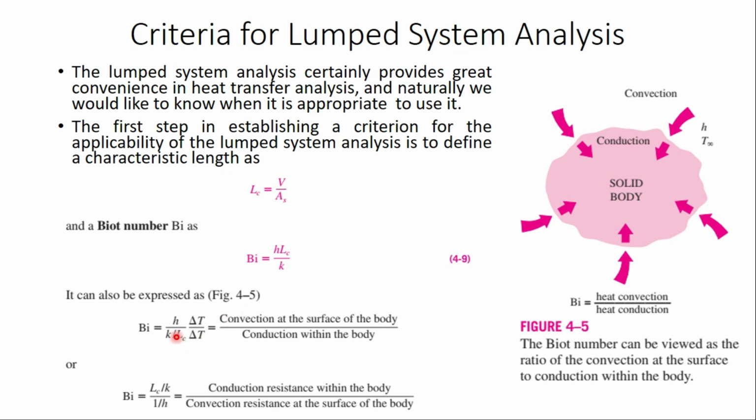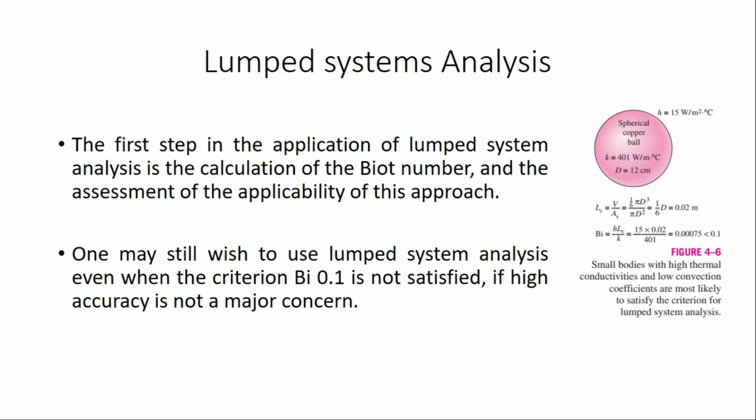So this is the overall formula, and delta T and delta T will be cancelled out, right? And you will have the simplified formula of the Biot number: h, the convective heat transfer coefficient, multiplied by the characteristic length and divided by the thermal conductivity. Another formula is also given at the bottom for the Biot number. The first step in the application of lumped system analysis is the calculation of the Biot number and the assessment of the applicability of this approach.